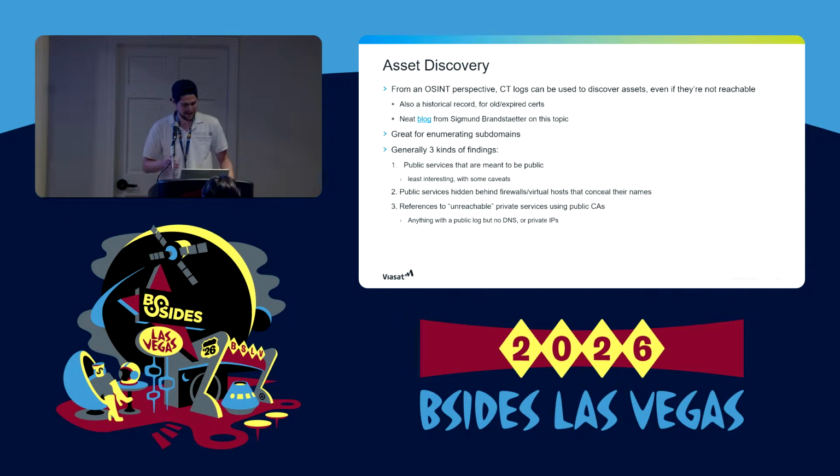All right. Okay, so this third category here, references to unreachable private services using public CAs. This is where things get really interesting, and this is where my interest got piqued, because a lot of companies will use public CAs to issue certificates for their private stuff. Because why wouldn't you? It's already trusted on every laptop. You don't have to do anything to it. But the names all end up in the public certificate transparency logs, which means you can find them.